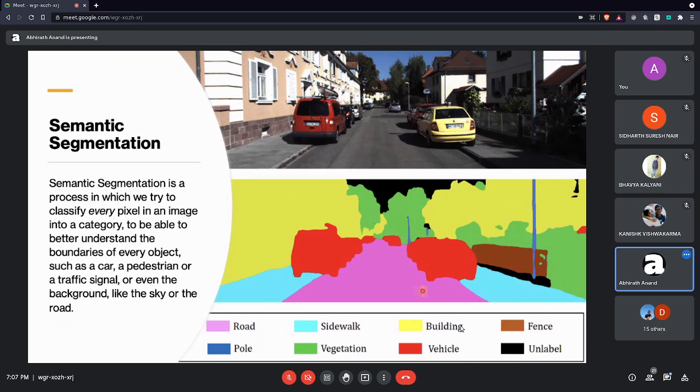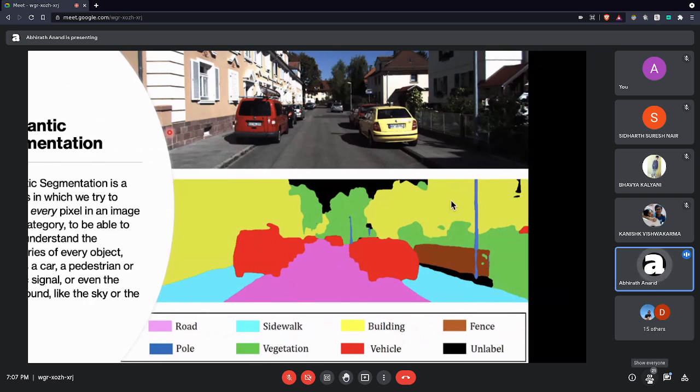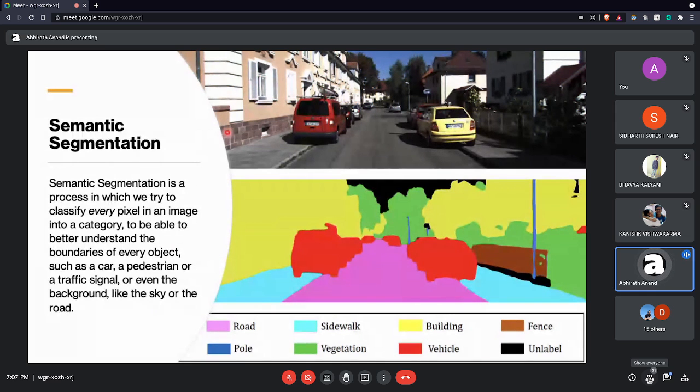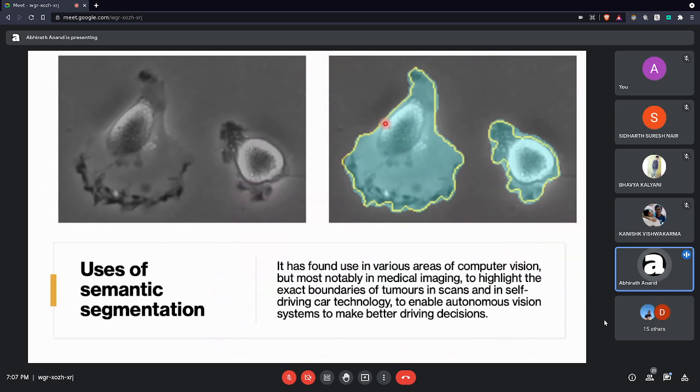So let's move on. This is where it starts. Semantic segmentation is a process in which we try to classify every pixel in an image into a category. For example, this image of a lane is given, and we've classified every pixel in this image into a certain category. All the darker reds over here are vehicles, the greens are all vegetation. As you can see, there's a legend given down here. So this process from here to here is semantic segmentation.